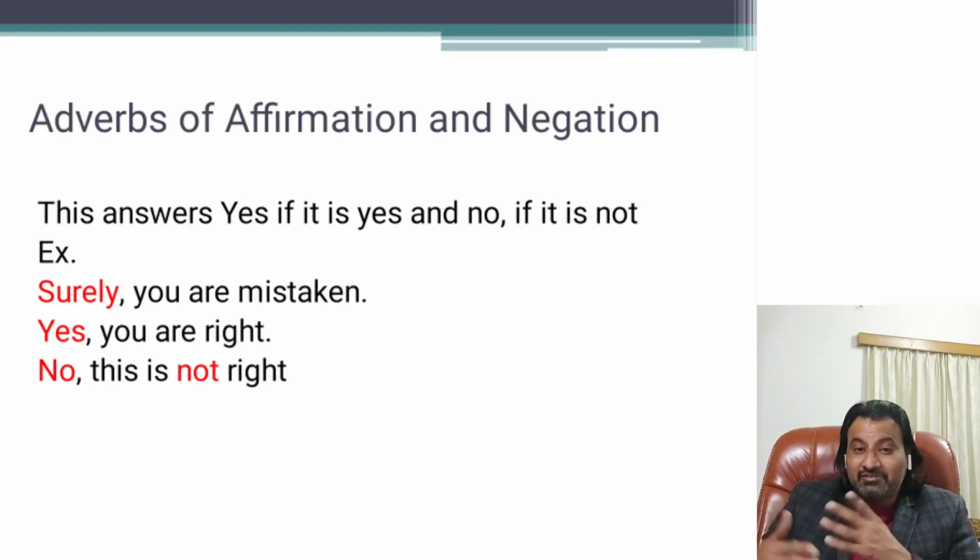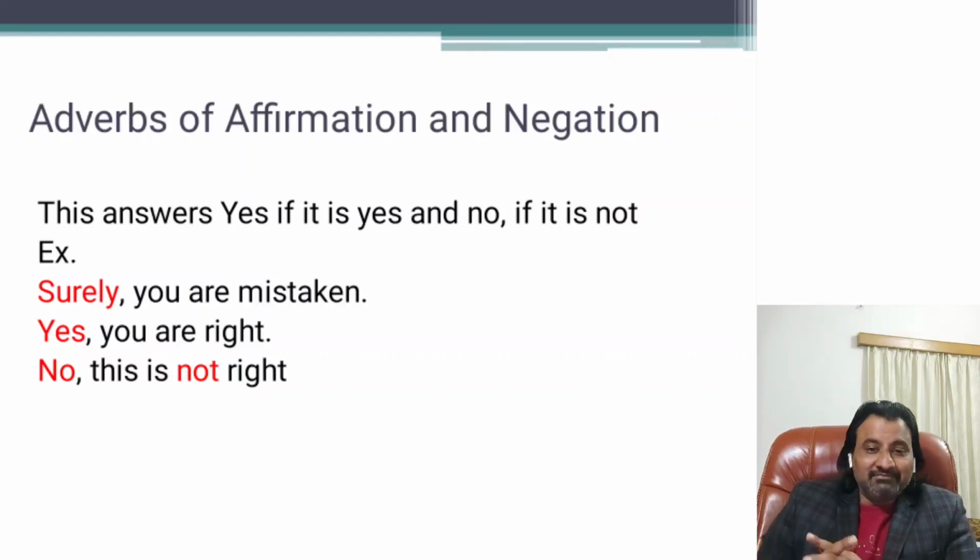As far as the first two are concerned, surely, of course, definitely, yes, they are examples of adverbs of affirmation. No, this is not right. This is an example of adverb of negation, since we are negating the thing. This is not right.